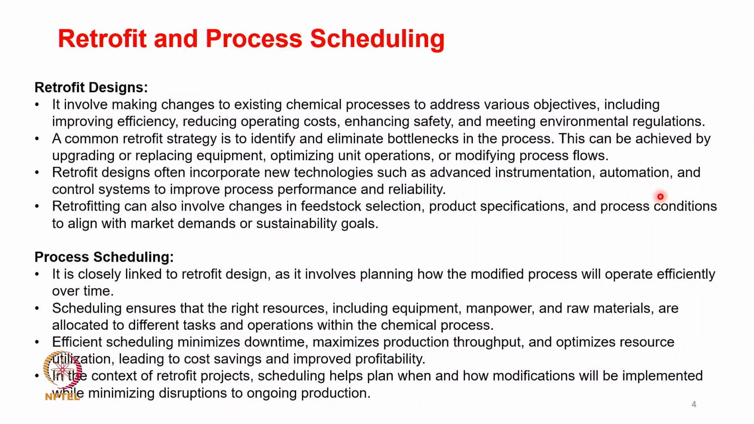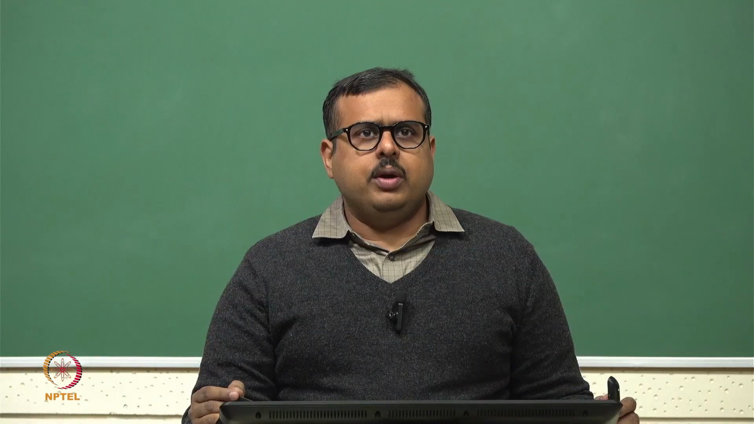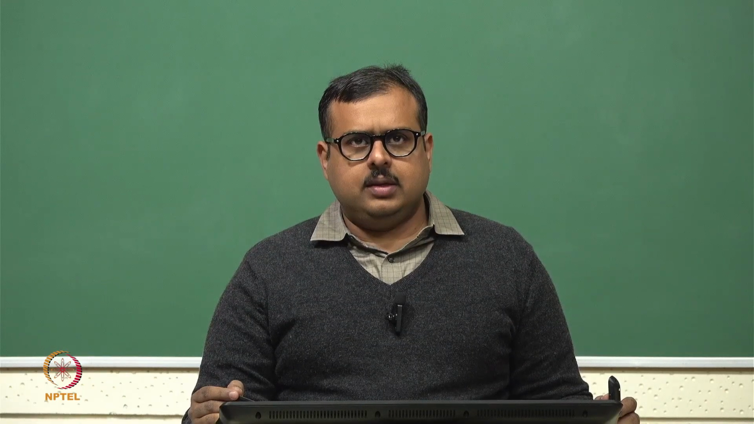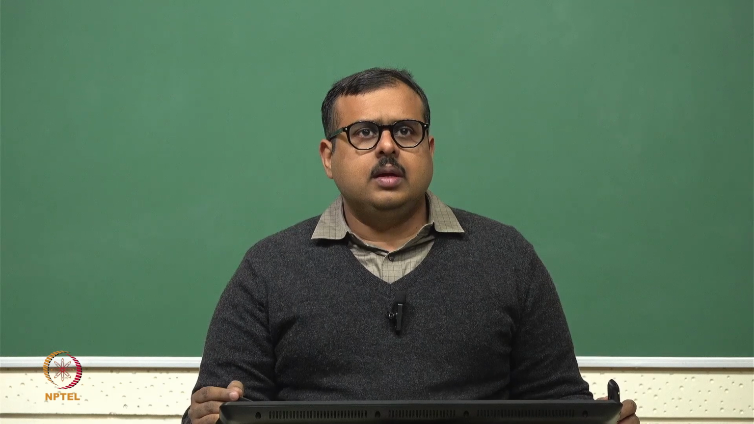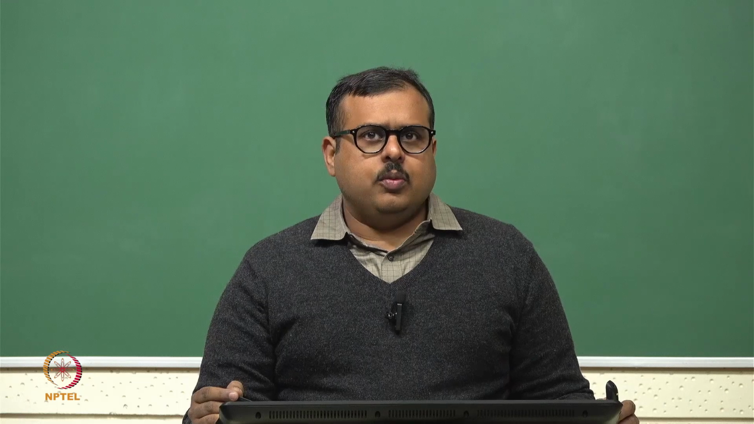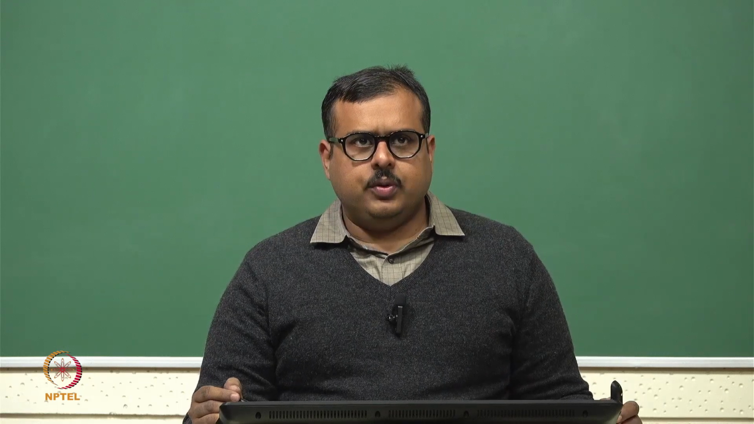Retrofitting involves changing the chemical process to address various objectives that include improving efficiency, reducing operating cost, enhancing safety, and of course meeting environmental regulations. A key principle always used in retrofitting is what is known as debottlenecking. Debottlenecking is just to identify the bottlenecks and eliminate them in the process design. This can be achieved by upgrading the equipment, optimizing the process, or modifying the process flows, and so on.